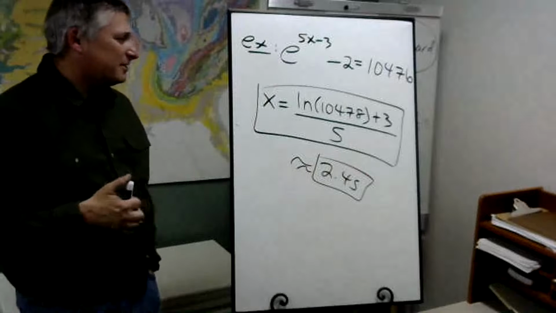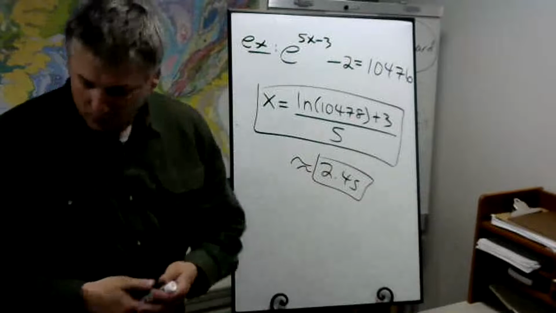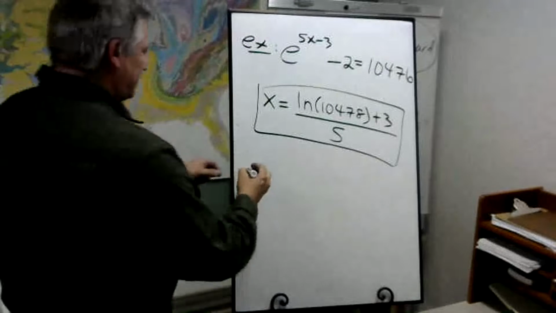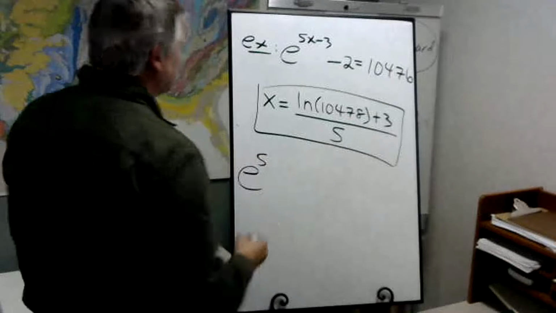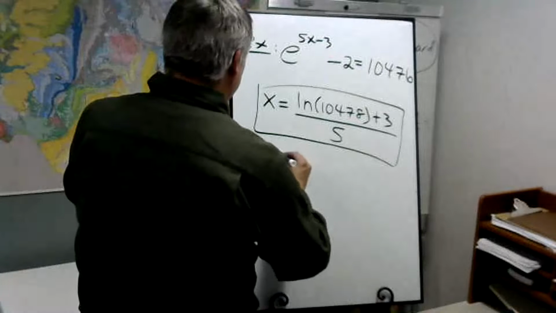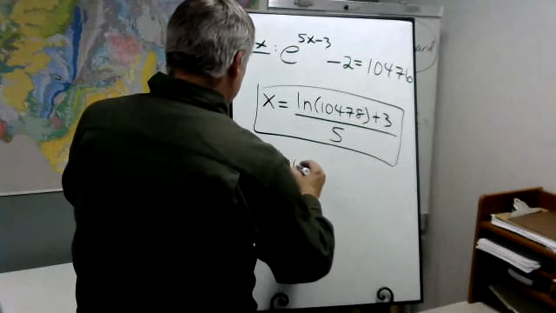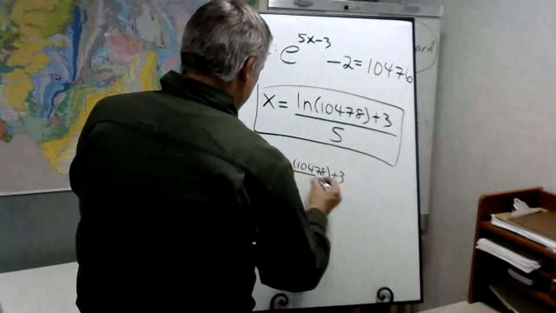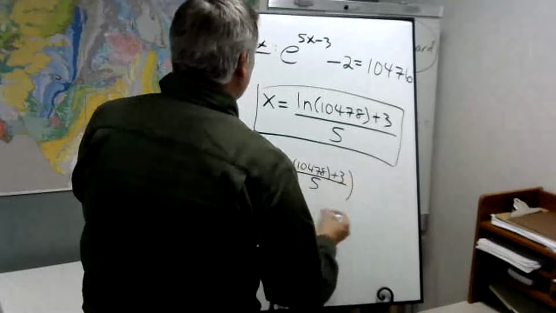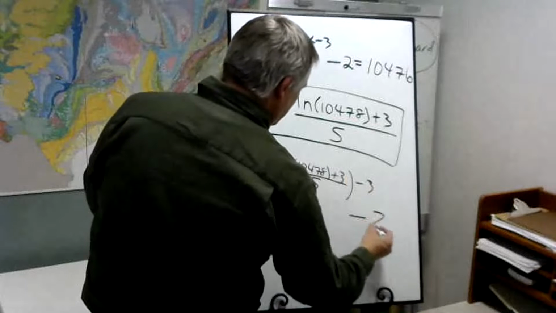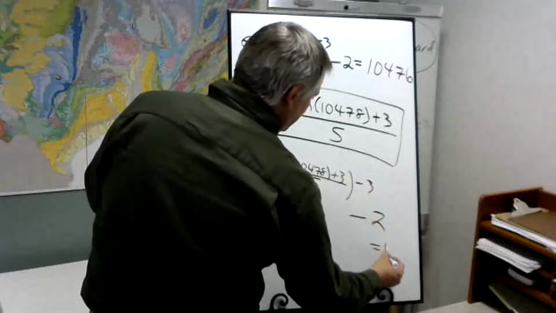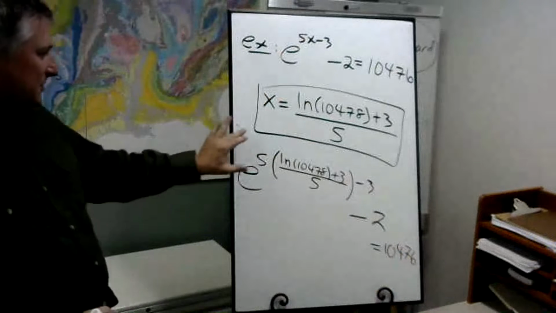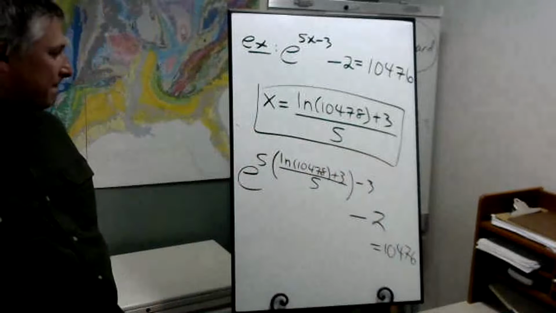So how do you check an answer like this? This is really a complicated one. Well, we go through it step by step. So we have e to the 5 times the natural log of 10,478 plus 3 over 5, minus 3, minus 2, and then equals 10,476. Yikes. So this is all an exponent here.